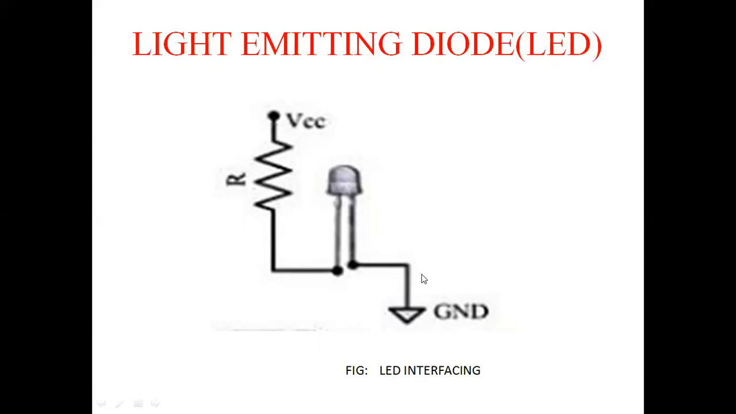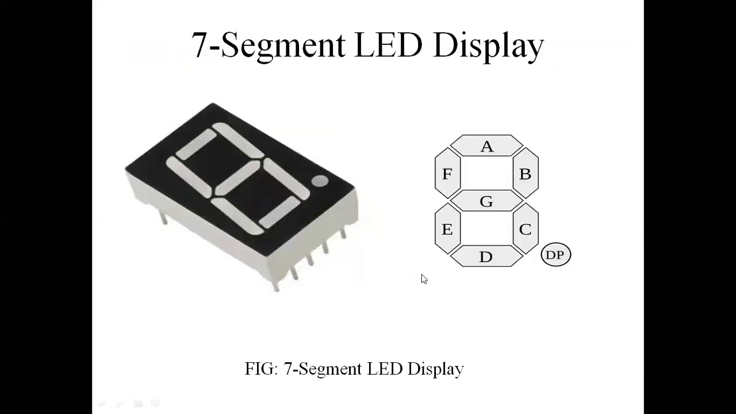Next we're going to see about the 7-segment display. You guys know about the 7-segment display, and we have done an experiment on it also. The 7-segment LED display is an output device for displaying alphanumeric characters.